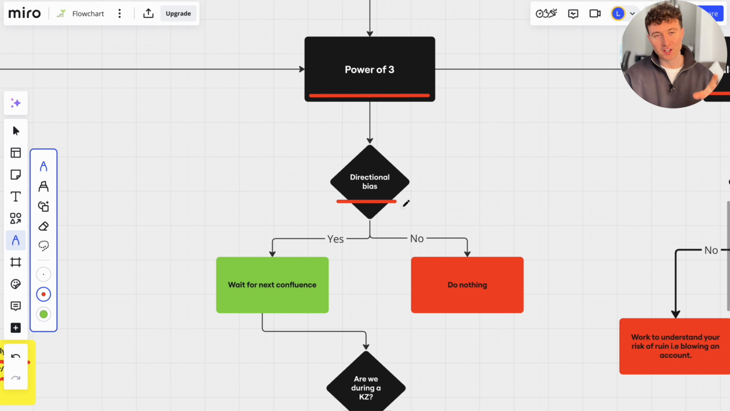The first thing that you need to ask yourself when you turn up to the market is, what is my directional bias? If you do not have a directional bias, i.e. the answer is no, then you should be doing absolutely nothing within the market.